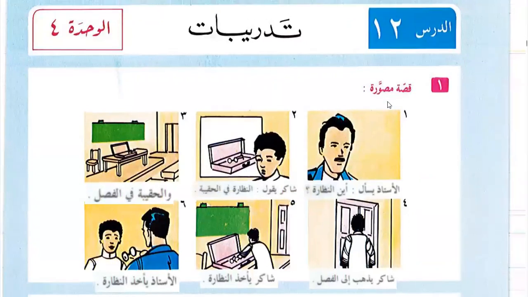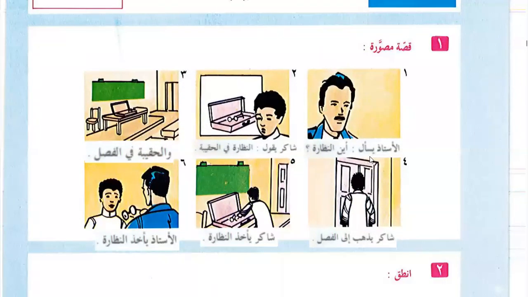Kissa musawira, picture story. Al Ustazu yas'al. The teacher asks, Ainan nazara? Where are the glasses? Shakir yakul, Shakir says, An nazara fil haqiba, the glasses are in the bag. Wal haqiba fil fasl, and the bag is in the class. Shakir yazhabu ilal fasl, Shakir goes to the class. Shakir ya'khudhu nazara, Shakir takes the glasses. Al Ustaz ya'khudhu nazara, the teacher takes the glasses.